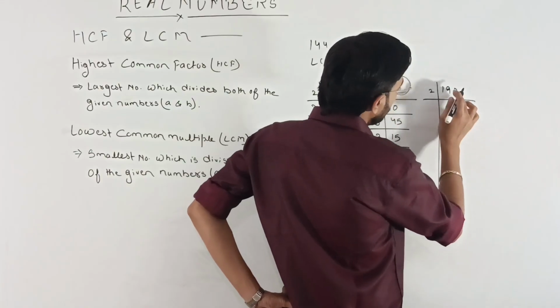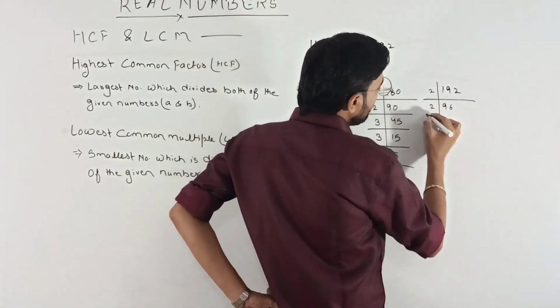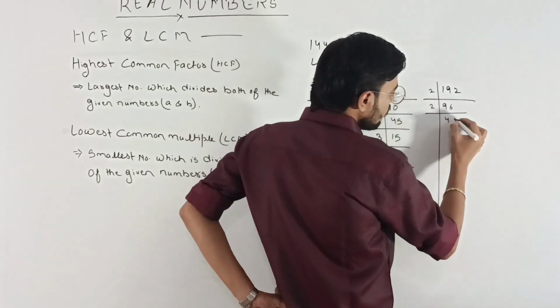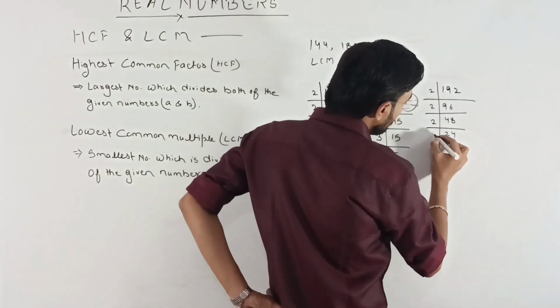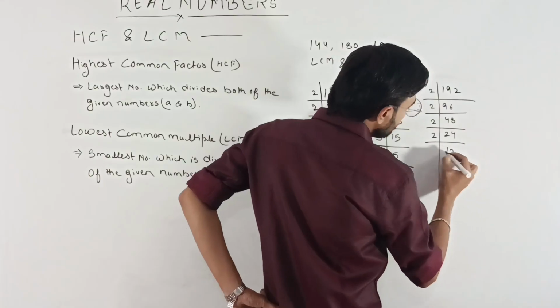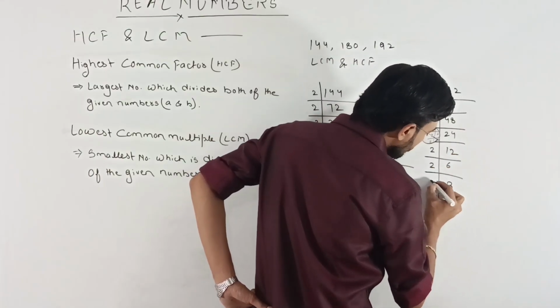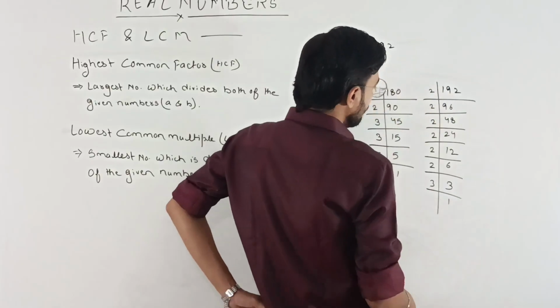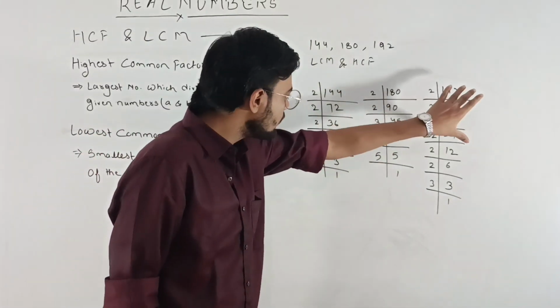Now it is divisible by 2: 2 9s are 18, 1 are 2, 2 6s are 12. Again by 2: 2 4s are 8, 1 are 6, 2 8s are 16. Again by 2: 2 2s are 4, 2 4s are 8. Then again by 2, 12 times. Then again by 2, 6. Again by 2, 3. Then 3, 1. Okay, now this is the prime factorization of 144, 180 and 192.